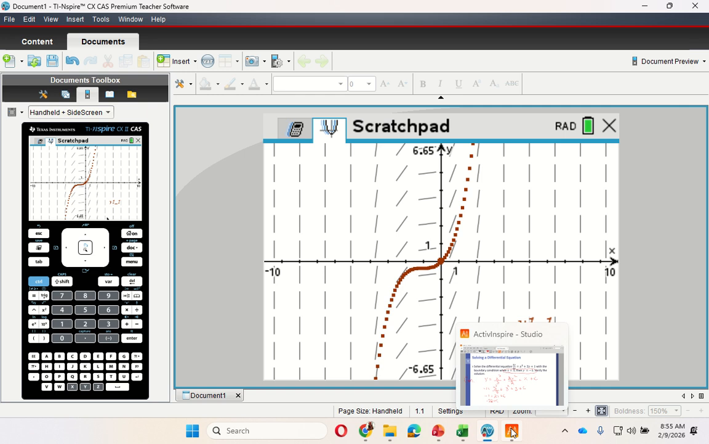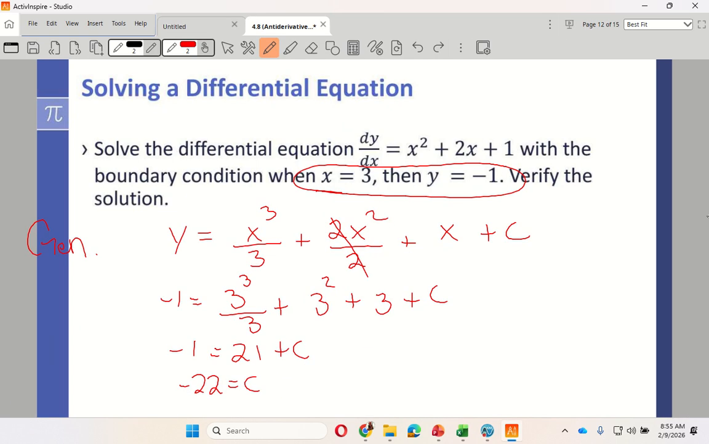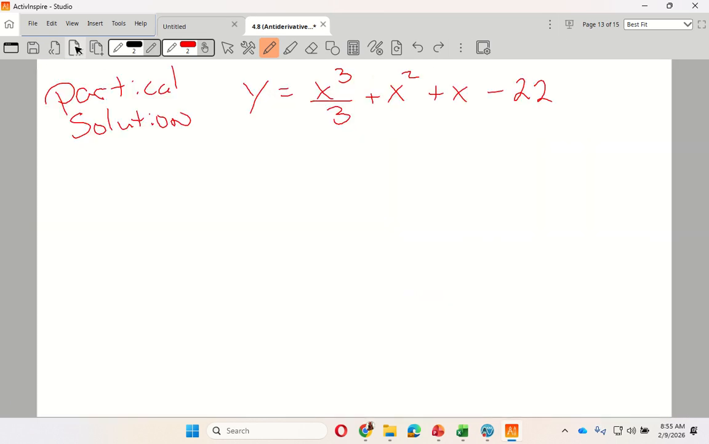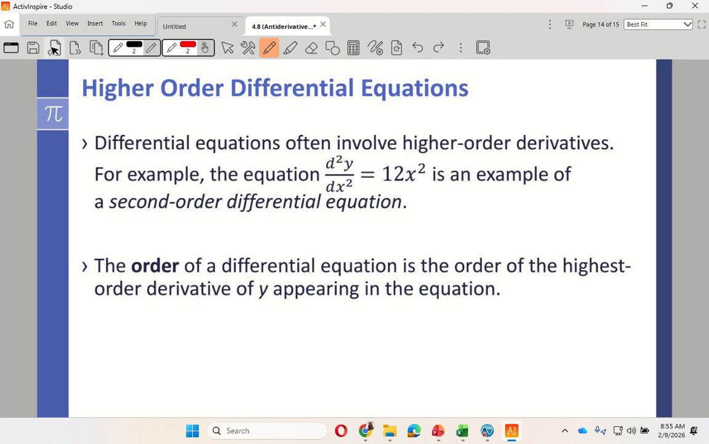Questions? No questions? So before we get into the higher order, I'm going to leave off today, so you guys could ask any question and try some of these problems.